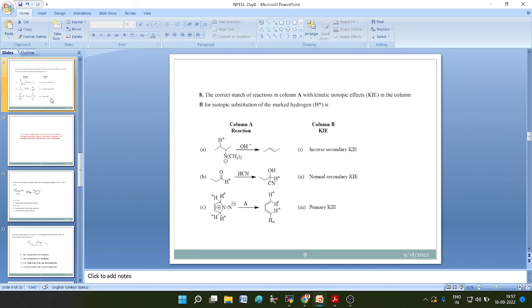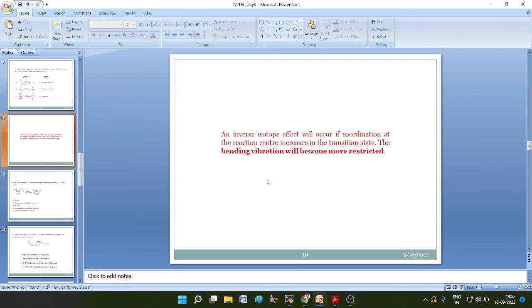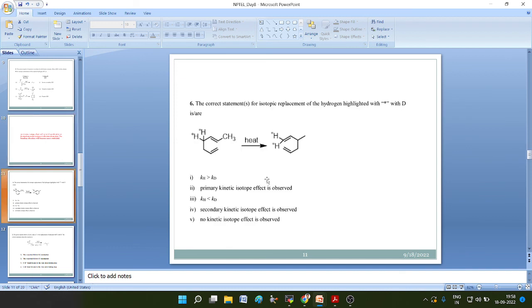So that's why B will have an inverse secondary kinetic isotope effect. That is, deuterium will be a little faster compared to carbon-hydrogen. And why do I say this? Again, the bending vibration becomes more restricted for carbon-hydrogen compared to carbon-deuterium. You can read much more in other books also. Now let's go to the other question.